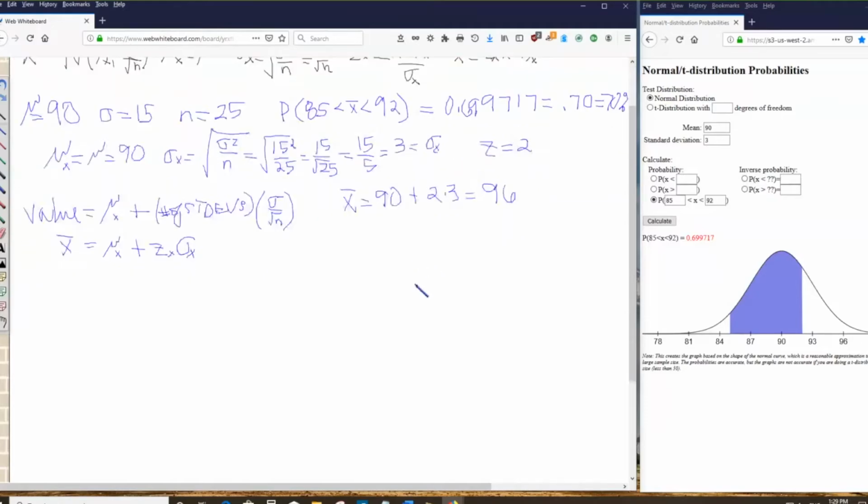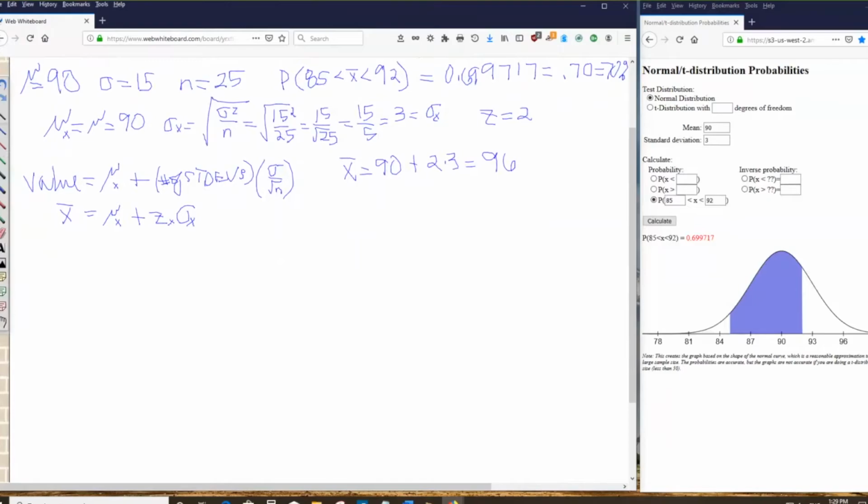Okay, let's do another one. Let's do this one in green because we're doing another example. So let's say we have the mean is 45. The original standard deviation is 8. We're going to draw a sample size of 30.